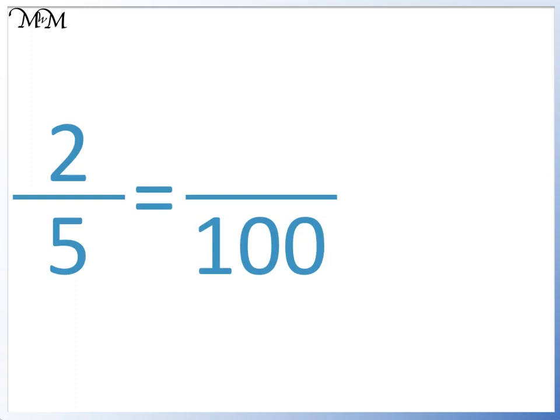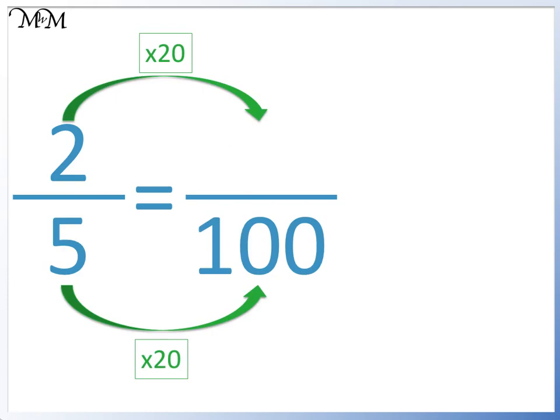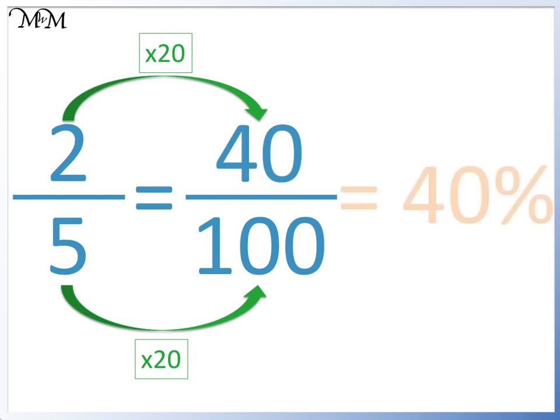Alternatively, we can do this in one step by multiplying 5 by 20. 5 times 20 equals 100. Therefore, we multiply 2 by 20. 2 times 20 equals 40. This gives us 40 out of 100, which is 40%.